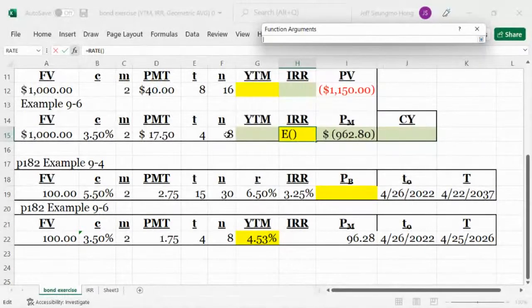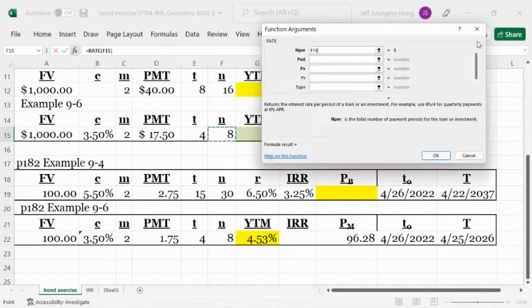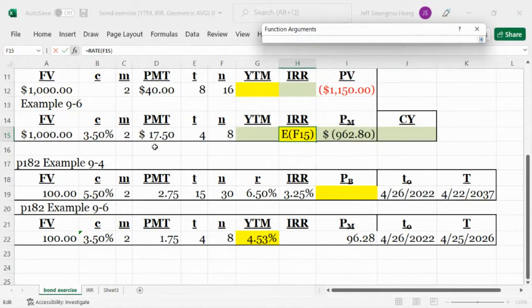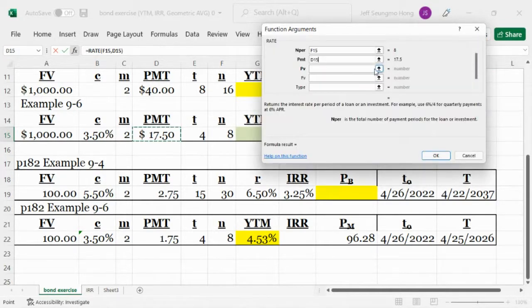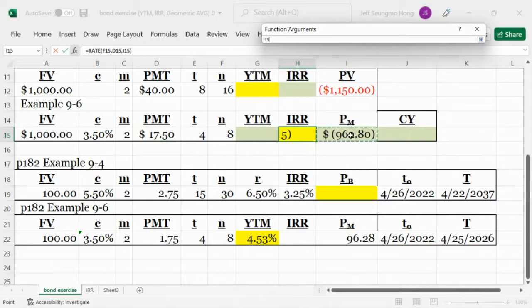N. This is N. Payment. This is the payment. Present value. This is the present value. And you must understand why this is in parentheses. Parentheses means negative, but this doesn't mean really negative. I've been telling you, if you want to use financial calculator, basically Excel's built-in function is financial calculator.